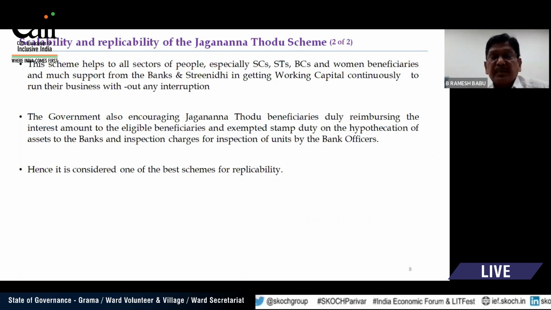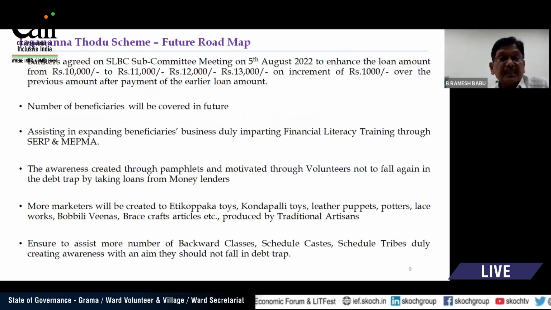And the government is also promptly paying the interest every 6 months without any delay, and exempted the stamp duty and the inspection charges. So all these helped them to do their businesses in a better way and earn more than previously. Yes, bankers also agree now. A higher level of finance they will also extend in future for working capital, and we want to involve more beneficiaries.